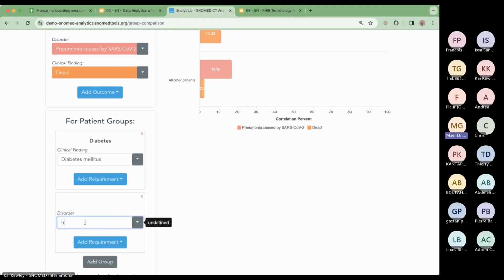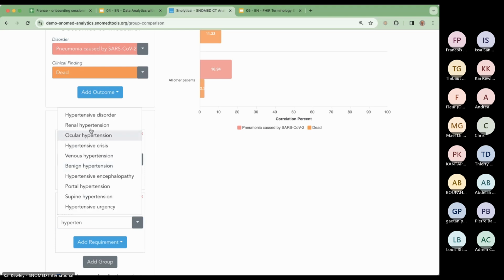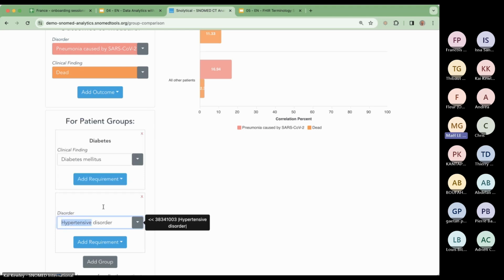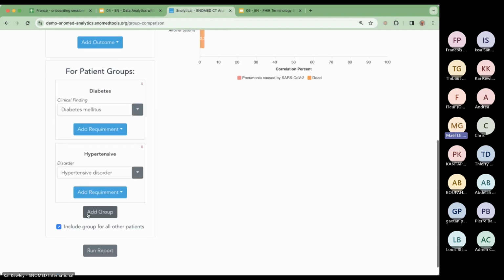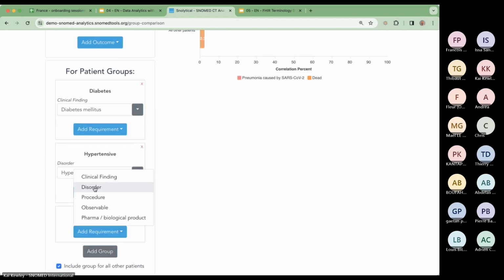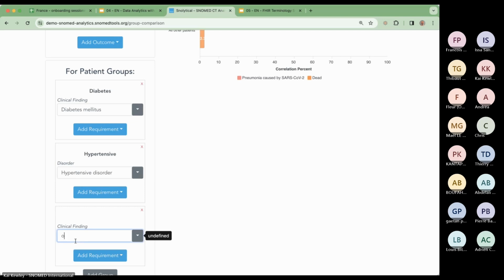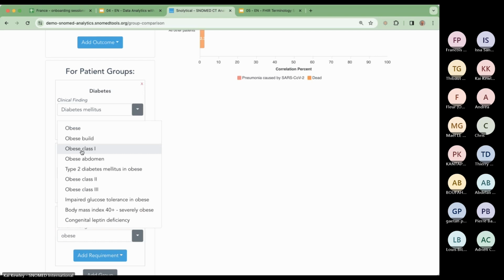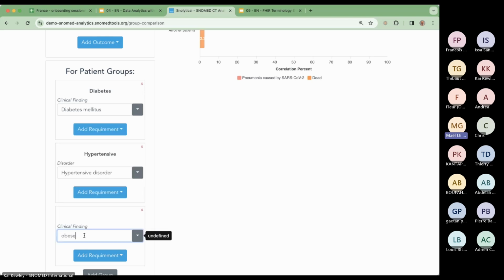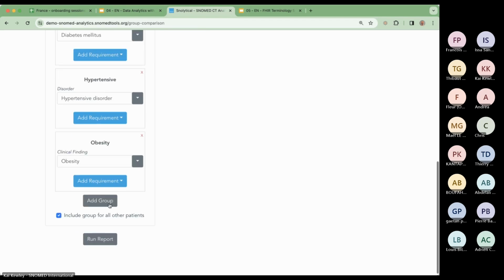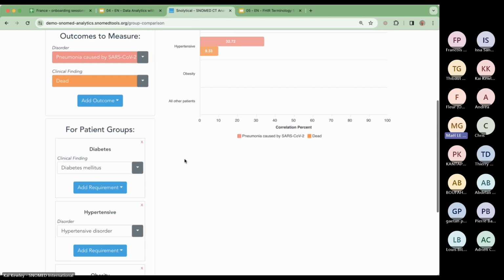We'll do hypertension. I'll give it a label. I want obesity as well. I don't want obese, do I? I want obesity. So I'm going to run the report again.